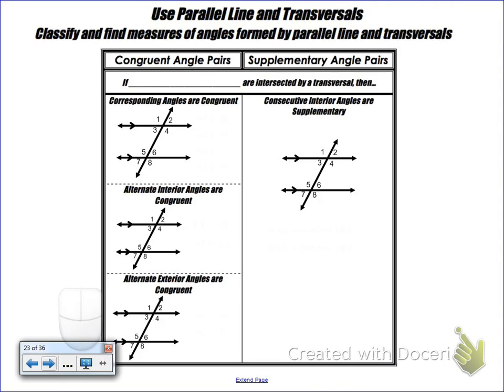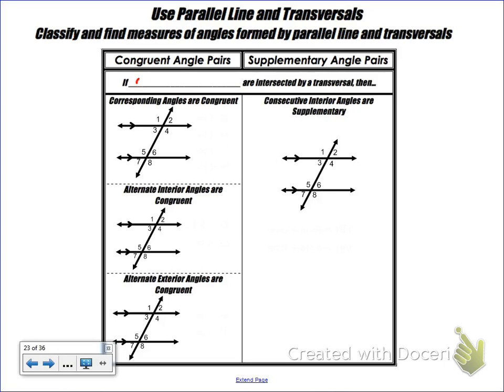Alright, so using parallel lines and transversals, we want to classify and find measures of angles formed by parallel lines and transversals. So one of two things is going to happen when I have parallel lines cut by a transversal. First of all, I just want to point out, looking at the parallel lines here, these little arrows right there indicate that these two lines are parallel to each other.